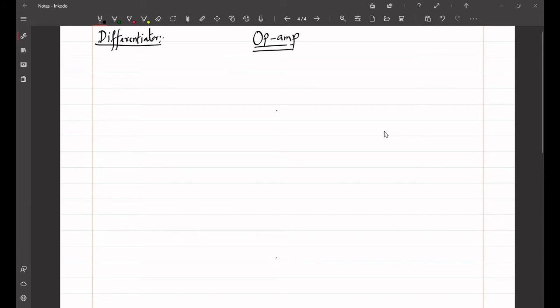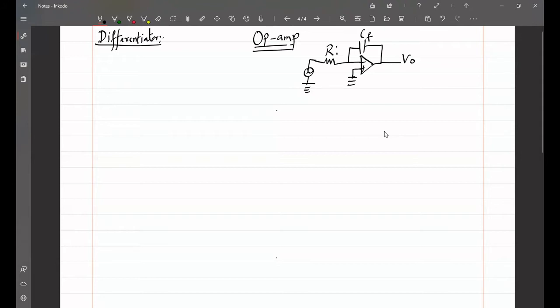In the last video, we discussed the op-amp as an integrator. In that video, we took an op-amp with an inverting amplifier, and we gave some input resistance and a feedback capacitance to make the circuit an integrator. So for this circuit, the output will be the integrated value of the input voltage. So output V0 is equal to minus 1 by Ri into Cf, integral of Vi dt. That is the corresponding output voltage.